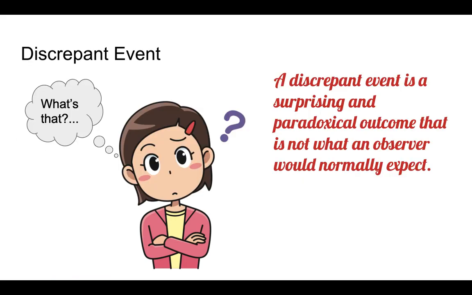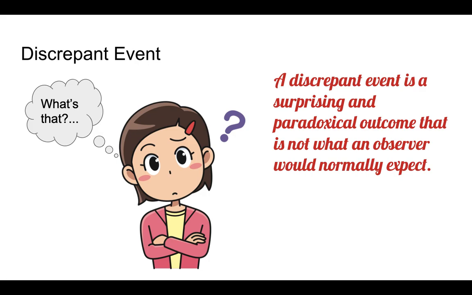Well, we're going to do a little activity today where you are going to get asked to witness and observe some discrepant events. And that might be a foreign word to you, but a discrepant event is just an event that maybe surprises people a little bit. It's surprising, and you see that word paradoxical outcome. It's kind of not expected.